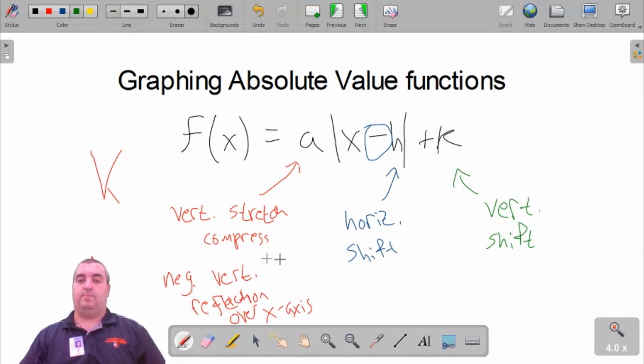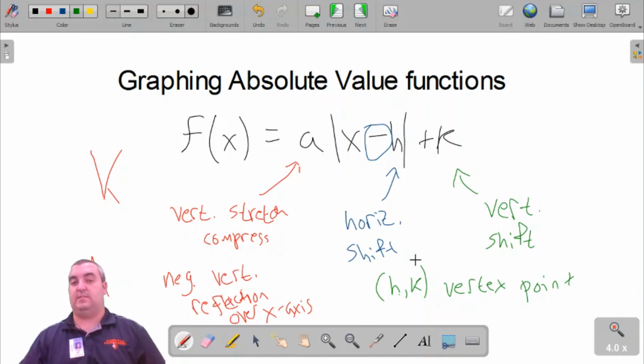The other thing that's good to know is normally our vertex is at 0, 0, but if we have a horizontal shift or a vertical shift, it changes our vertex to those points. So if our h is 2 and our k is 7, our vertex would end up being 2, 7. So h, k is your vertex point. If they just ask you what the vertex is and it's in this form, you can easily pull it out of the equation.